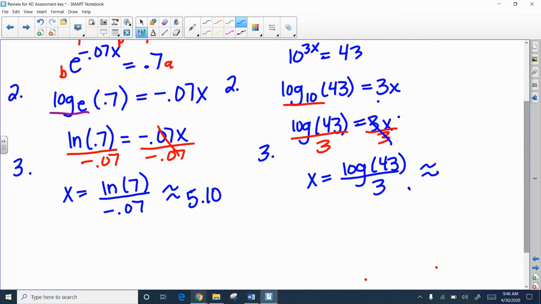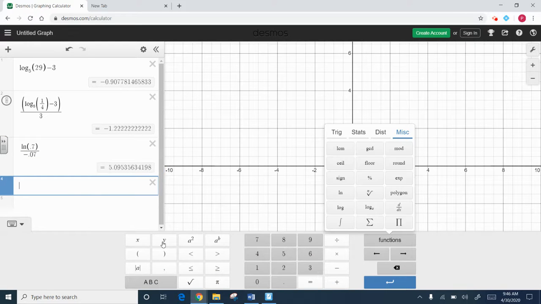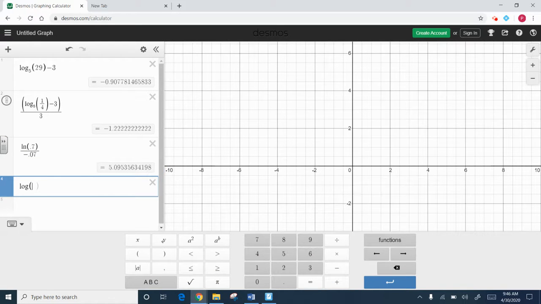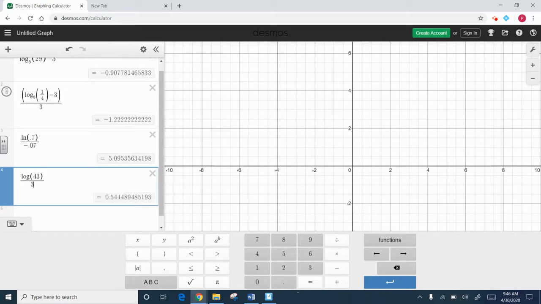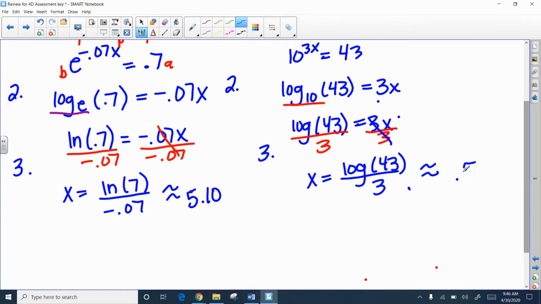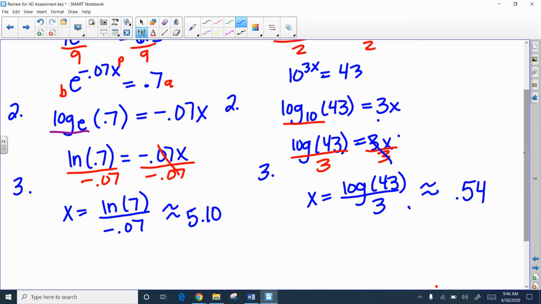Again, a common logarithm you should be able to do on most calculators. If we do it on Desmos, we're just using this one that just says log. We don't have to put in any base. So log of 43 divided by 3 is approximately 0.54. All right, so those ones were all exponential functions, so we had to change those all to logarithmic functions.